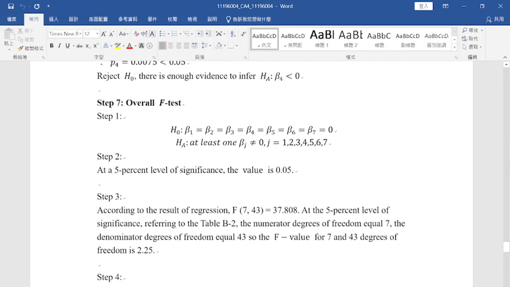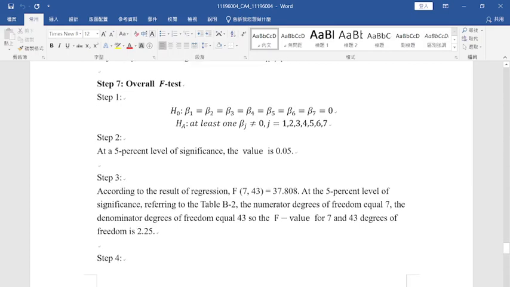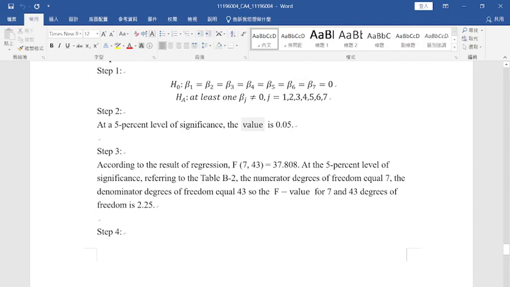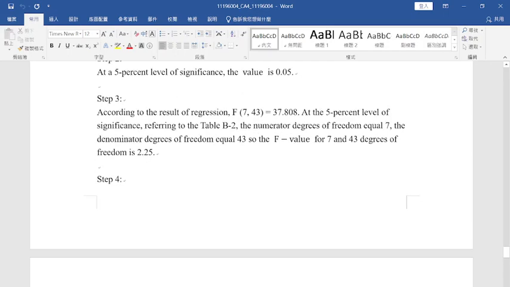So, and step 7, the overall F-test. Step 1, we hypothesize the null hypothesis: beta 1 equal to beta 2 through beta 7 equal to 0. And the alternative: at least one beta j not equal to 0, where j is from 1 to 7. And the 5% level of significance, so it is 0.05. According to the result of the regression, we got the F value, which is 37.808.